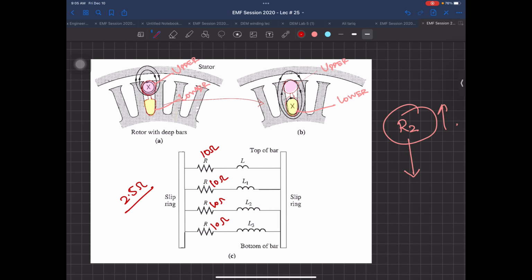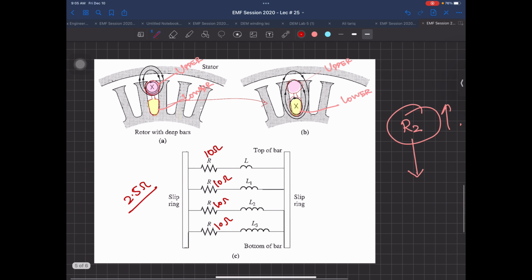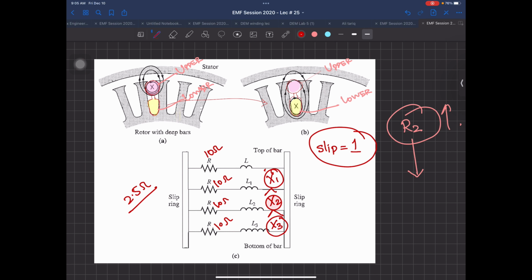But here the tricky part comes in. Because the inductance for each path is different, and when the machine is going to start from rest, your slip will be equal to 1. So what will happen? The X2 or X3 of this one will be larger than your X2, will be larger than X1, will be larger than this simple X.